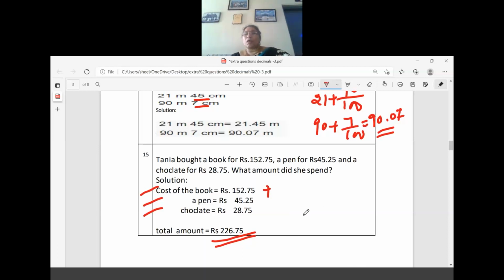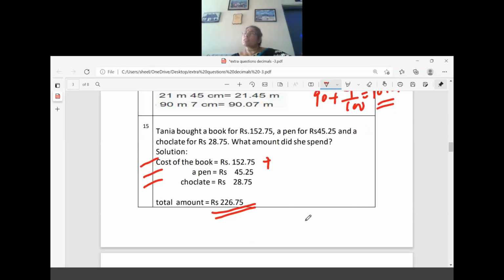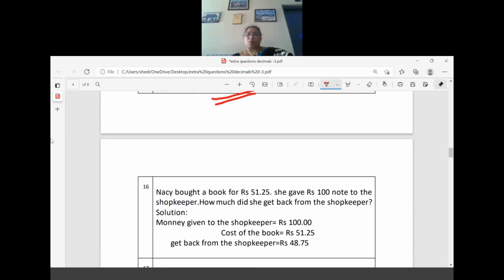I hope you understood now, because these are extra problems only. Already we explained many times what the addition and subtraction cases are. The same rule only we have to follow. Next, Nancy bought a book for rupees 51.25. She gave a rupees 100 note to the shopkeeper. How much did she get back from the shopkeeper? So what is here? Nancy bought a book for rupees 51.25. The cost of the book is 51.25.